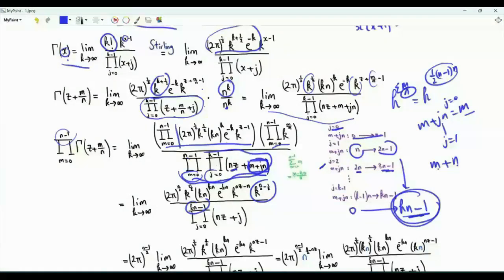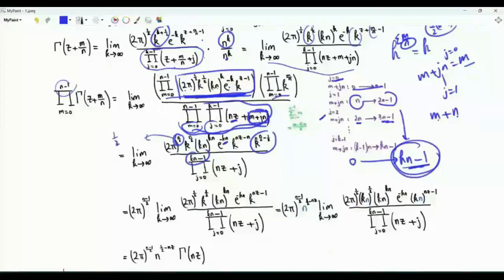Finally, we have this product. Note that there is no m here. So this product simply means that we take this quantity and raise it to the power n, which is the number of terms in the product. We get 2 pi to the n over 2, k to the n over 2, kn to the power kn, e to the minus kn. We also have k to the nz minus n.